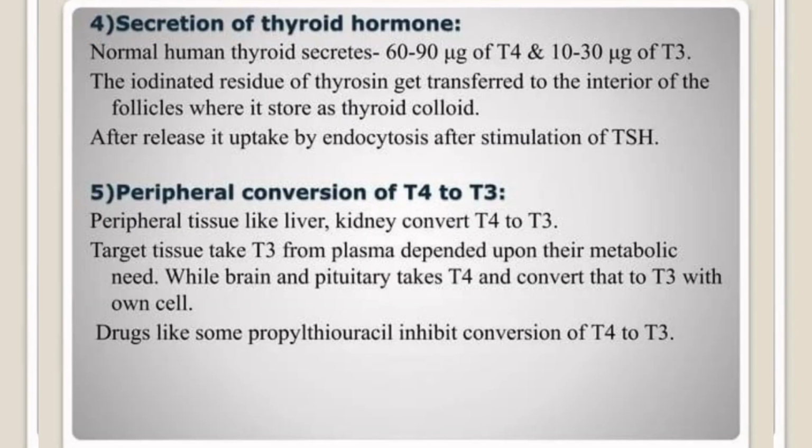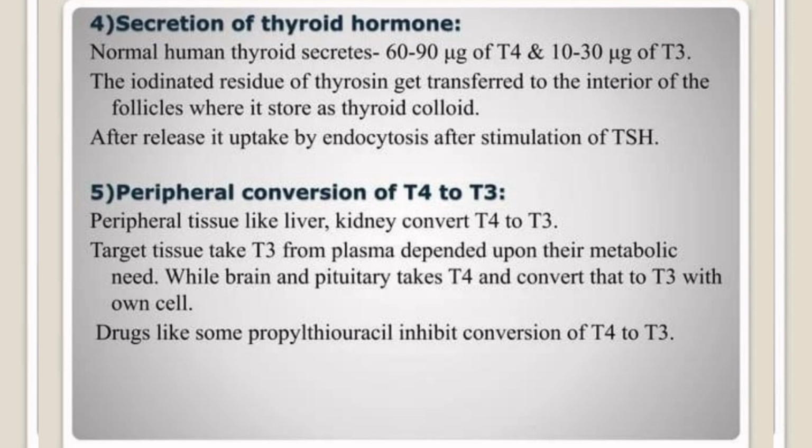Secretion of thyroid hormone. The normal human thyroid secretes 60 to 90 micrograms of T4 and 10 to 30 micrograms of T3. The iodinated residues of thyroxine get transferred to the interior of the follicles, where they are stored as thyroid colloid. After release, it is taken up by endocytosis after stimulation by thyroid stimulating hormone.